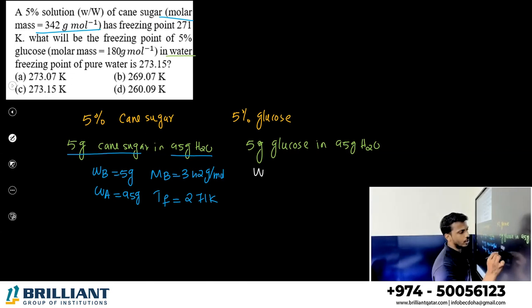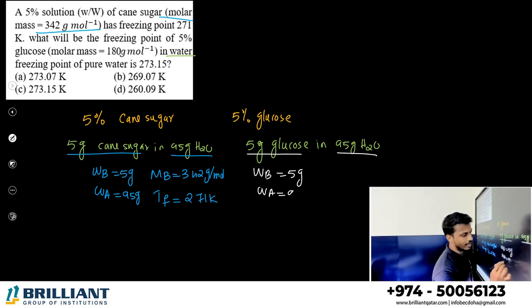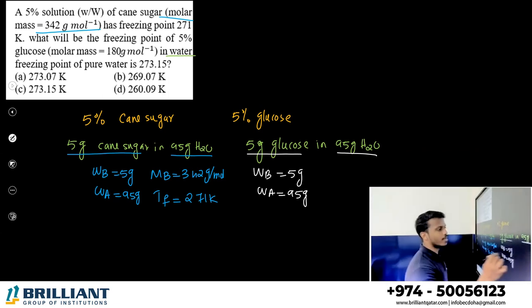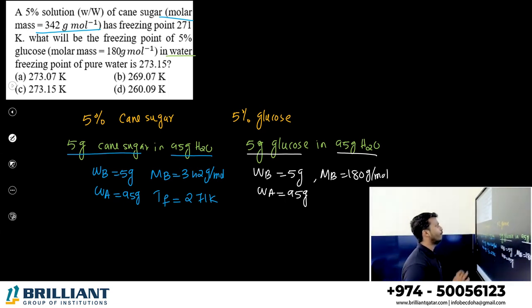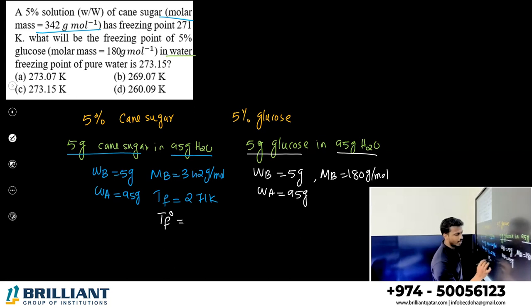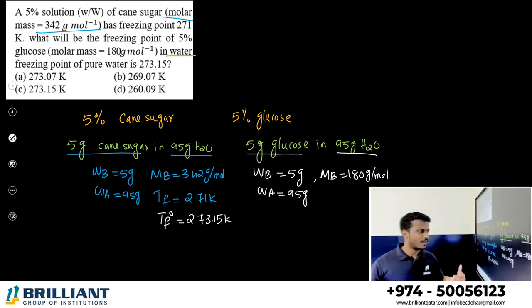Here, weight of solute is given as 5 gram. Weight of solvent is given as 95 gram. And molecular mass of the solute MB is given. You know glucose mass is 180 gram per mole. In water, what is the freezing point of pure water? TF naught, that is common in both sides. TF naught equals 273.15. Freezing point is 0 degree, that is equal to 273.15.